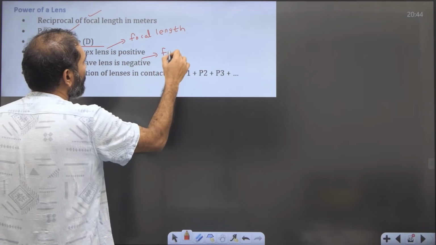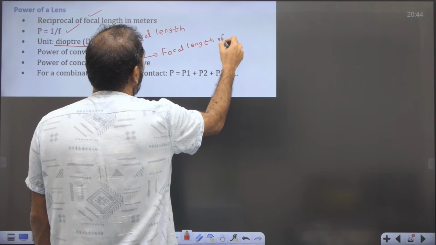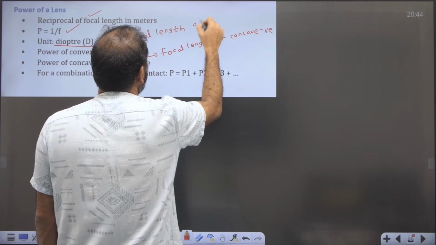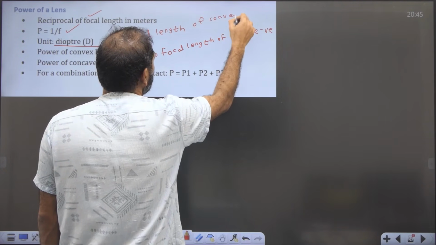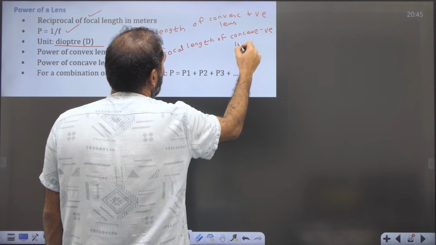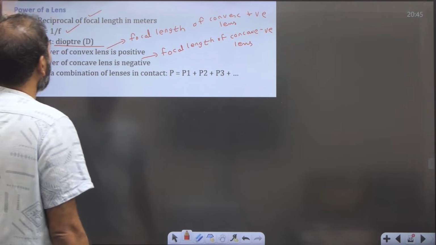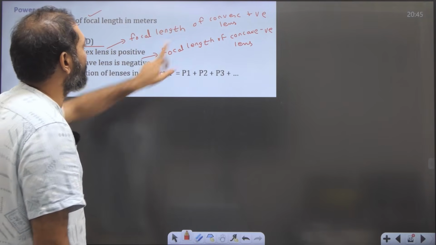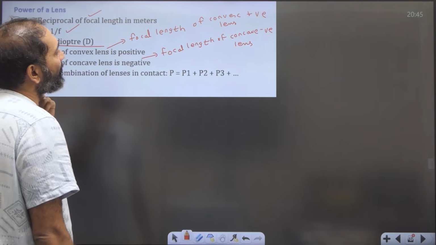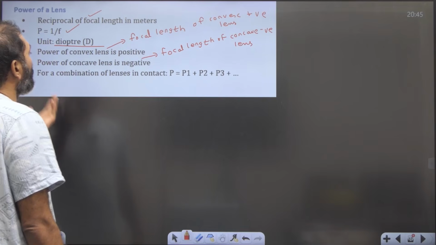Why? The focal length of a concave lens is negative, and the focal length of a convex lens is positive. So what is power? 1/f. If f is positive, the power is positive in the case of a convex lens. What about a concave lens? The focal length is negative, so the power is also negative.